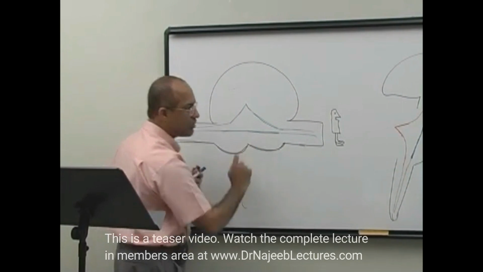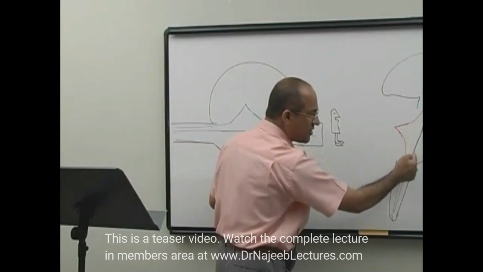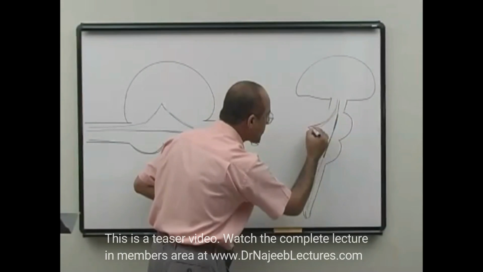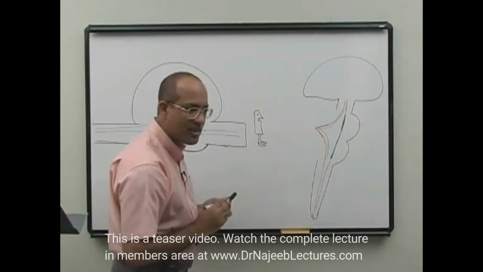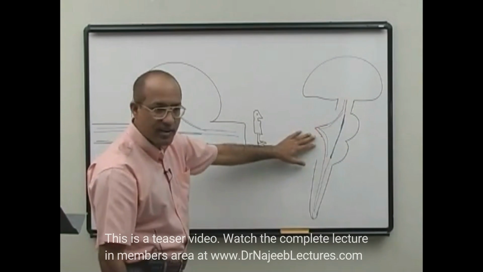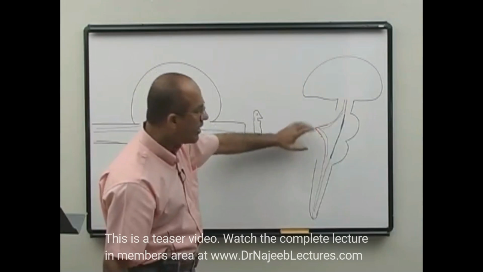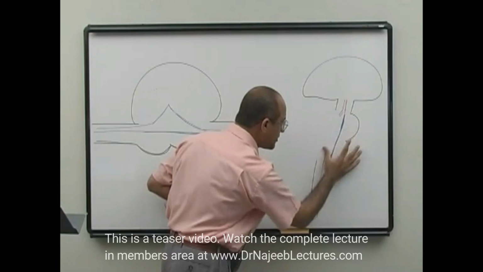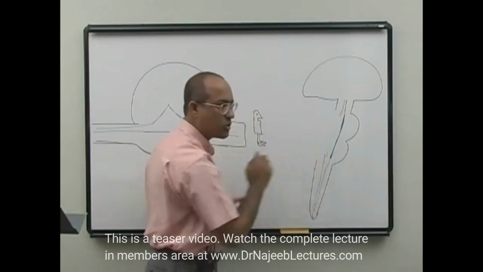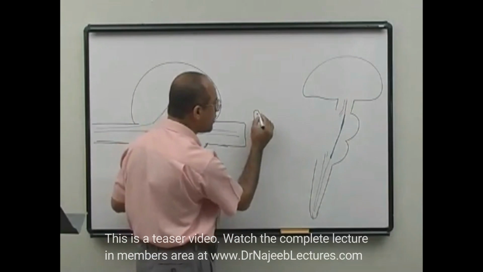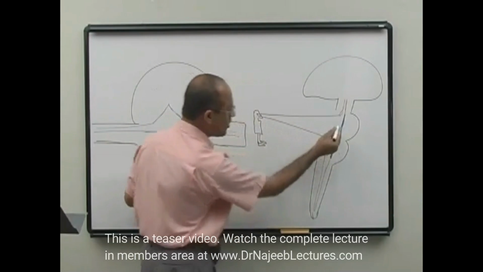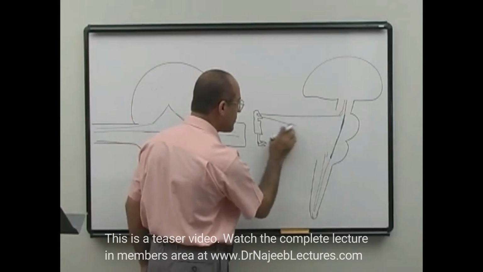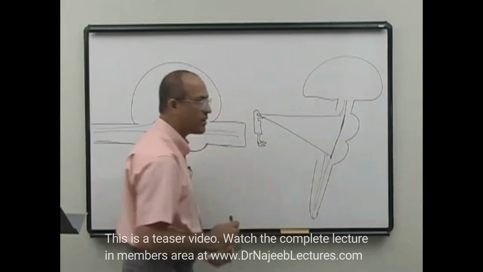Is that right? Now if we come to this structure, what is this? Floor. And what is this? Roof of the fourth ventricle. You understand it? Now when we remove the cerebellum, along with the cerebellum, the roof also goes. What goes? Roof of the fourth ventricle also goes. Now you will be looking at the floor of the fourth ventricle.